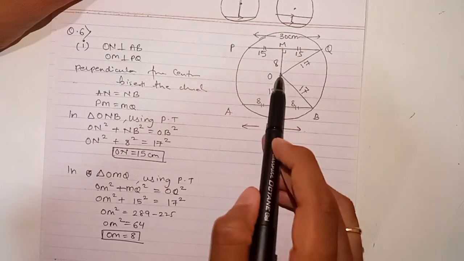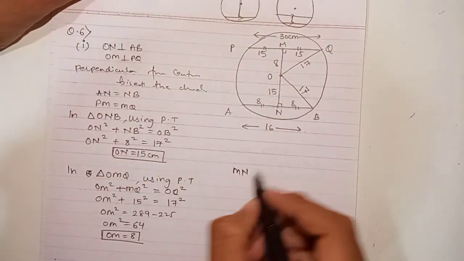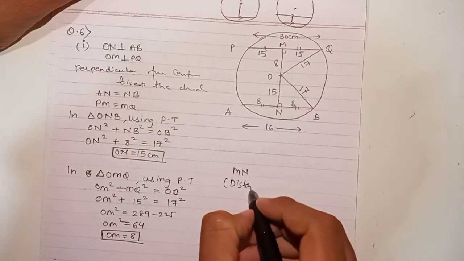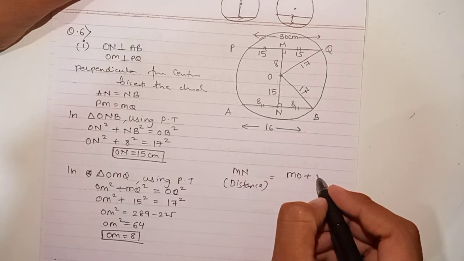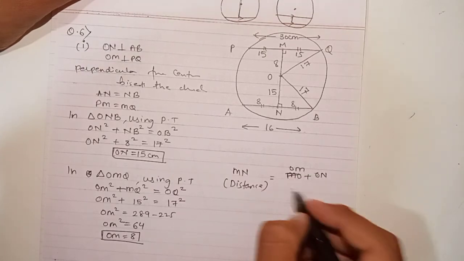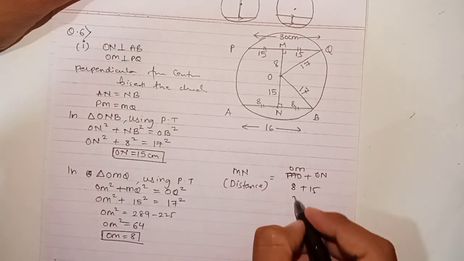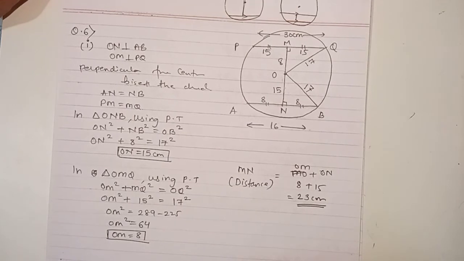If OM is 8 and ON is 15, what will be MN, the distance between the chords? MN, that is the distance between the chords, is MO, or it can say OM plus ON. That is 8 plus 15, 23 centimeter. This is your final answer.